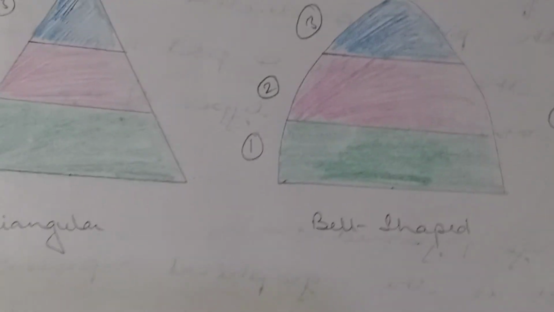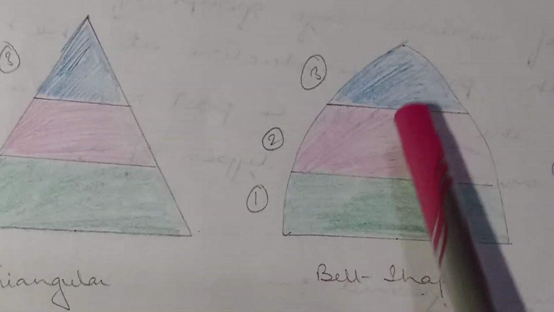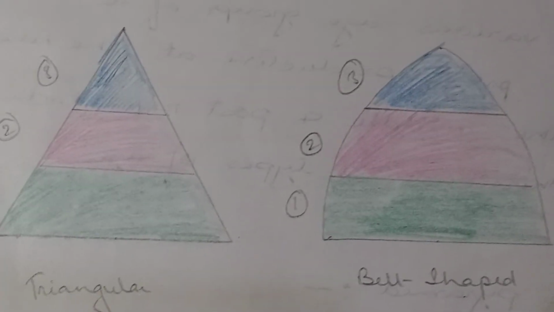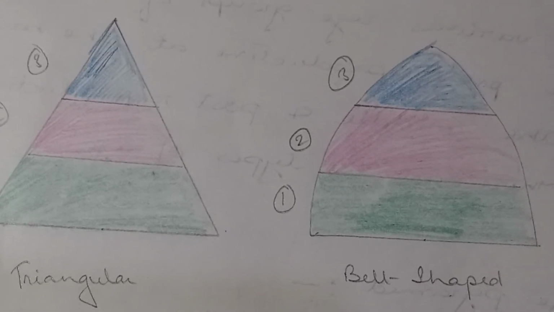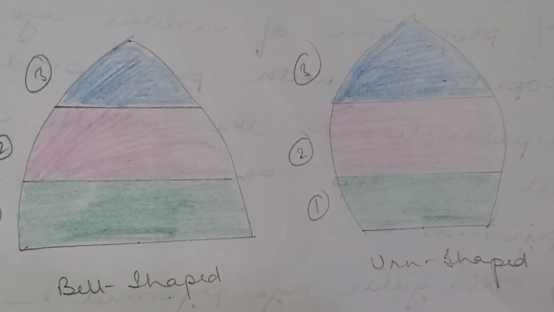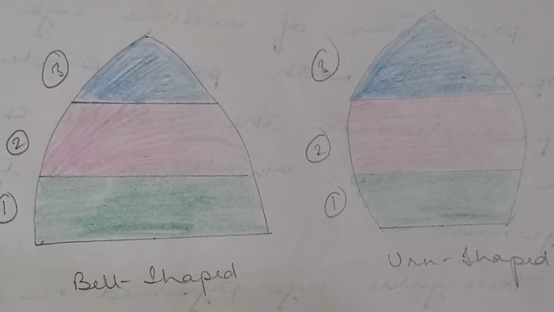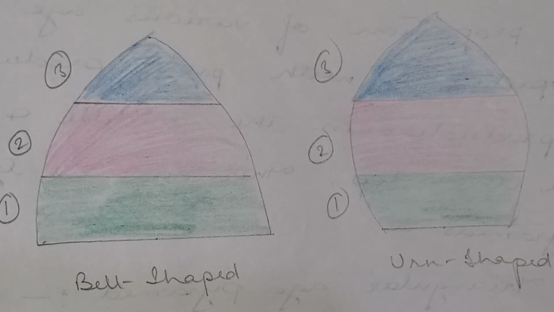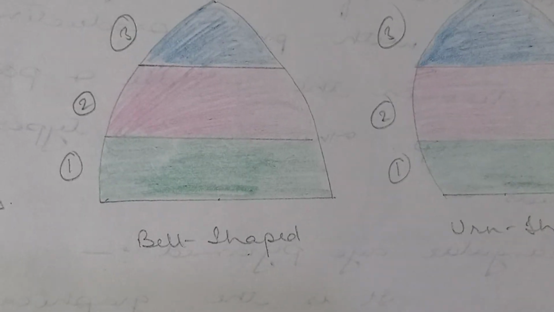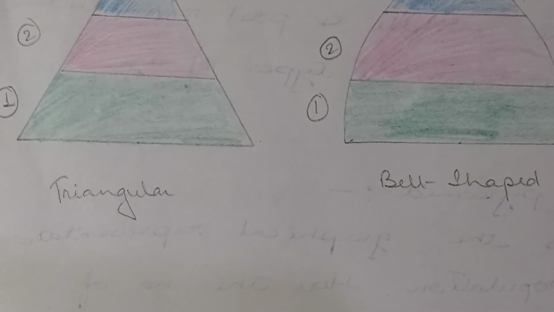The second type is the bell-shaped pyramid. Here the numbers of pre-reproductive and reproductive individuals are almost the same. That means a stable population. This is what we call a bell-shaped pyramid. The third one is the urn-shaped pyramid. Here the number of pre-reproductive individuals is less as compared to the reproductive individuals, and then the post-reproductive individuals. So this indicates a declining population. So we find three different types of age pyramids: triangular, bell-shaped and urn-shaped.